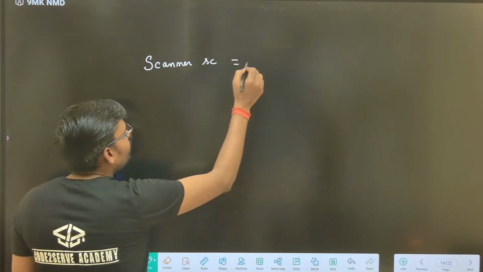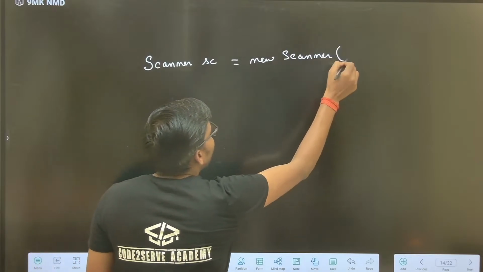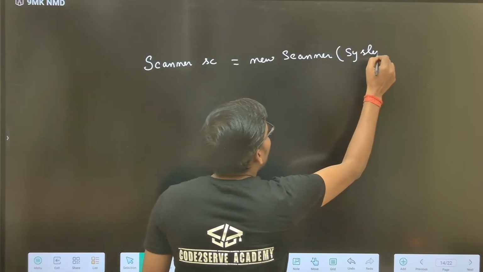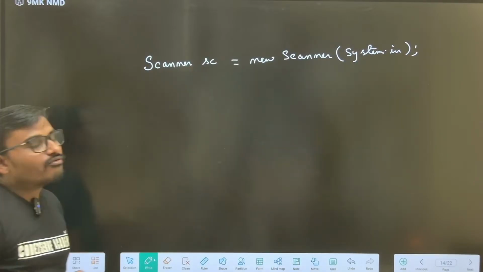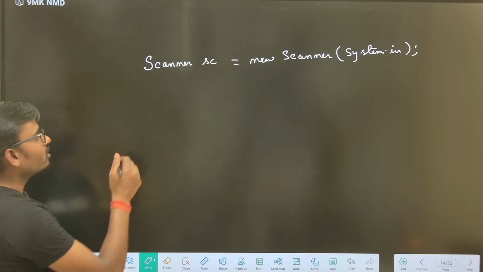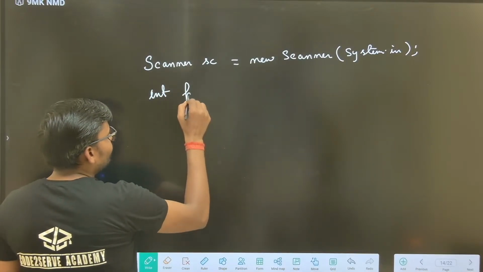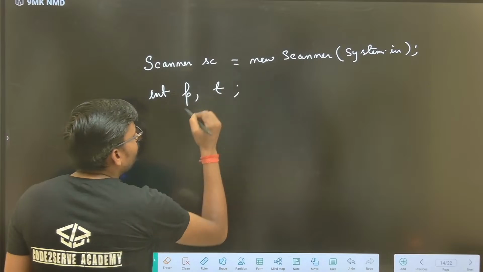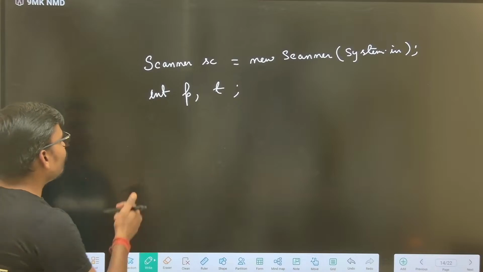Main logic is equals to new Scanner, and then we pass System.in. All right. Then we'll take two numbers as input, like int present and int total. That means the total number of classes you were present and the total classes that were held. So we'll take two numbers.